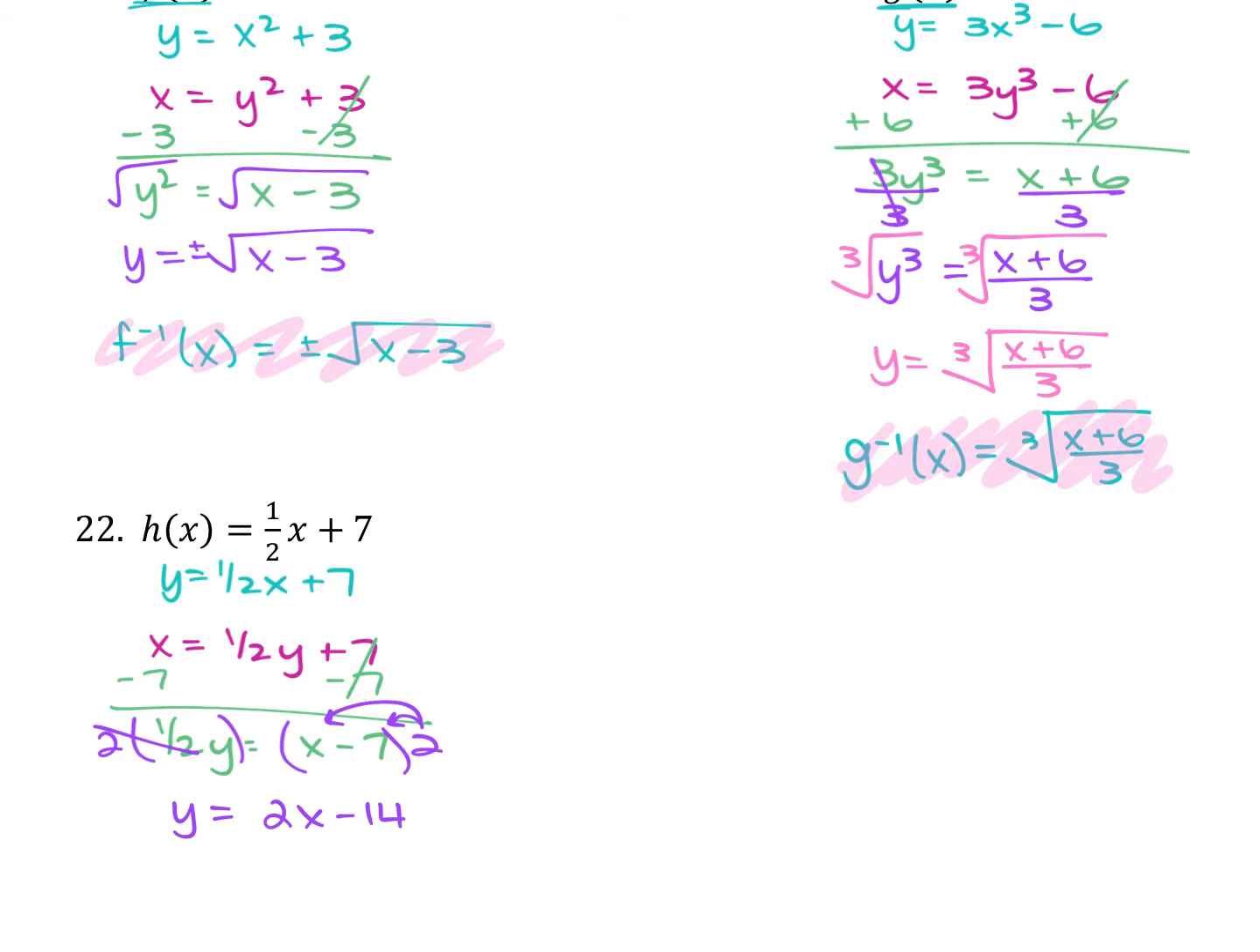We started our function with h of x, so our inverse is h to the negative 1 of x is equal to 2x minus 14.